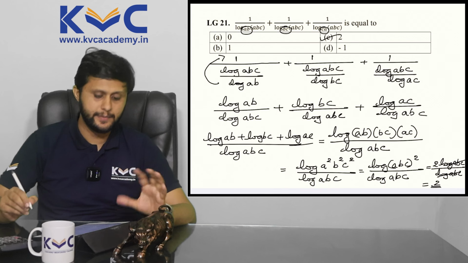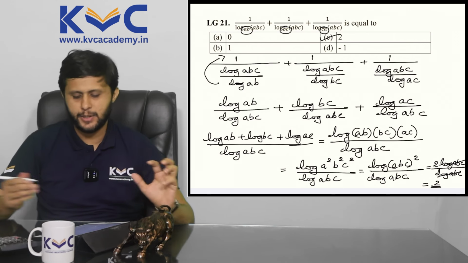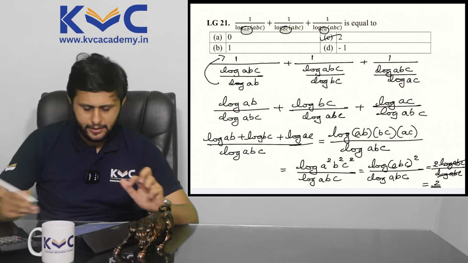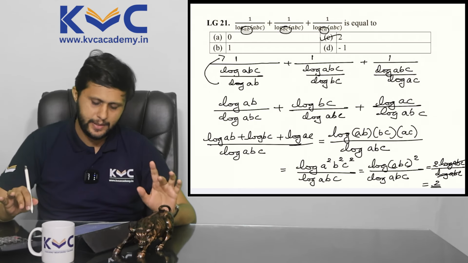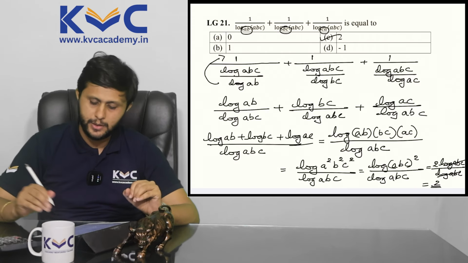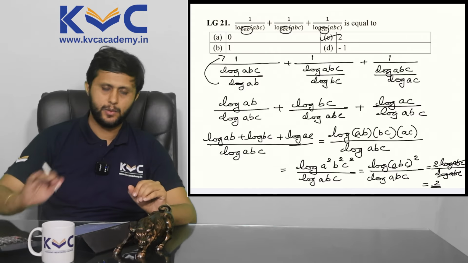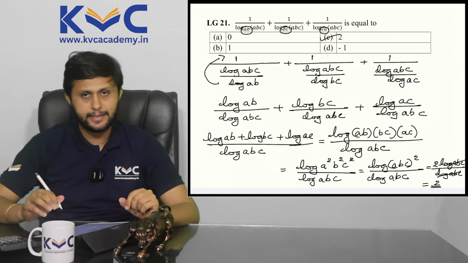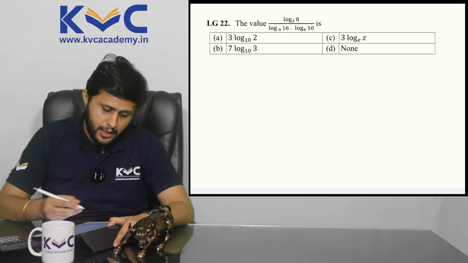So what did we do over here? We changed the base, then we took reciprocal. We have a common denominator, we just have to add the numerators. We came to a very simple value at the end. Okay, so we had A square, B square, C square, which can be written as ABC whole square. 2 came outside. 2 log ABC divided by log ABC cancels. Only 2 remains. Answer is C. Moving on to the next question.